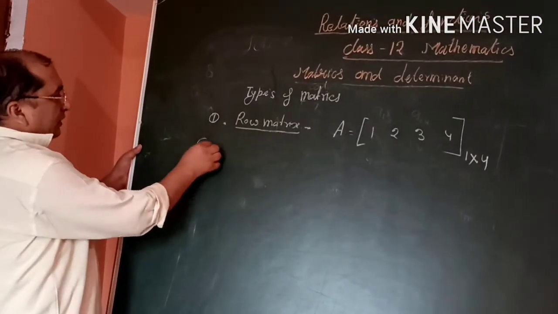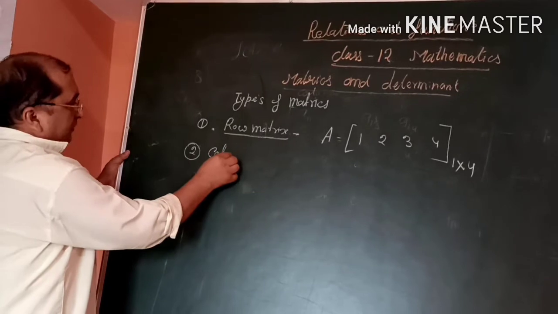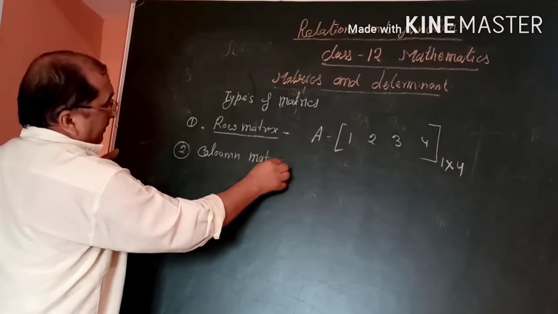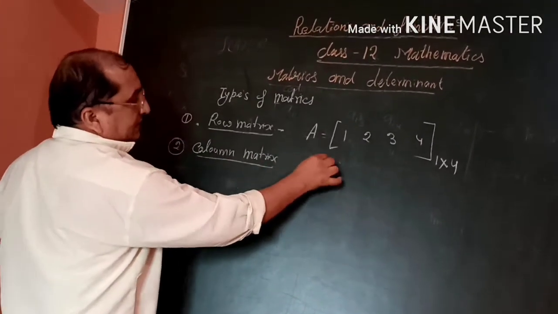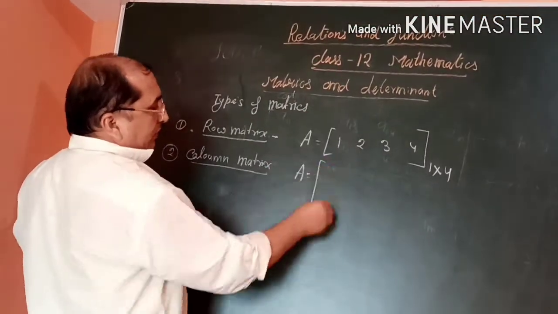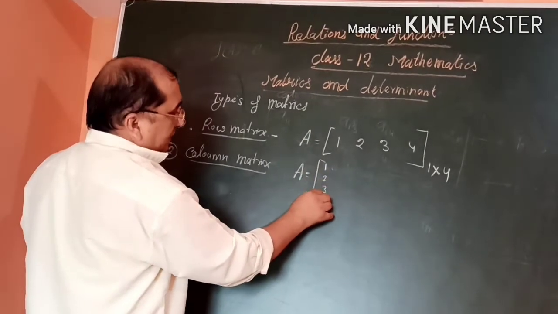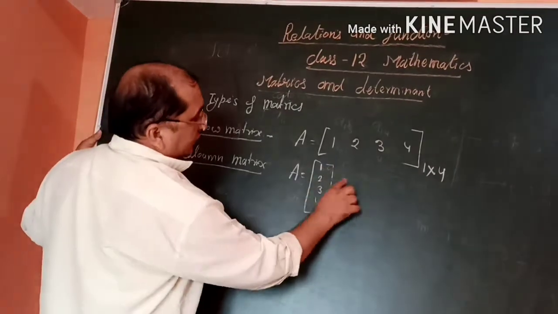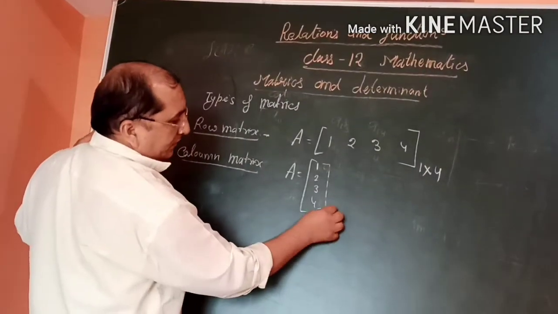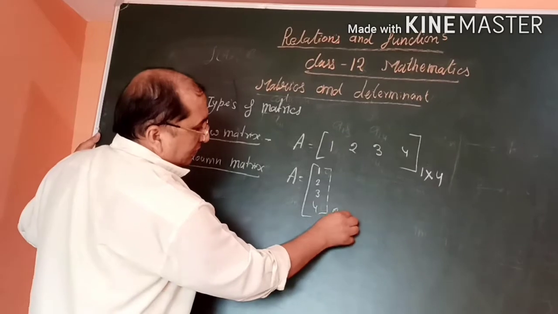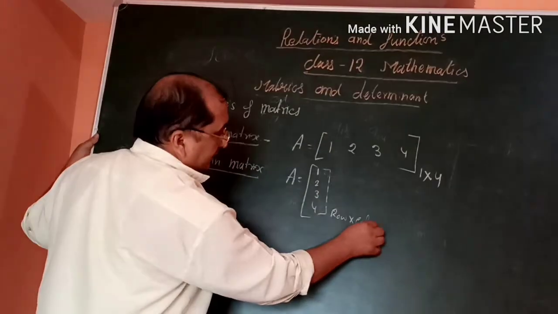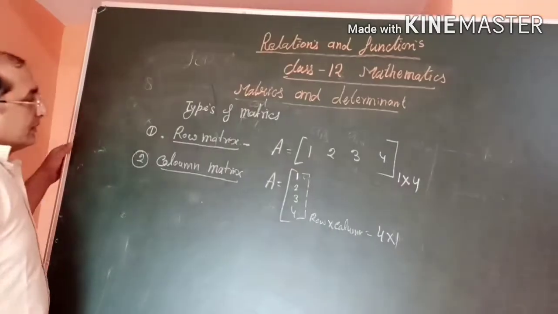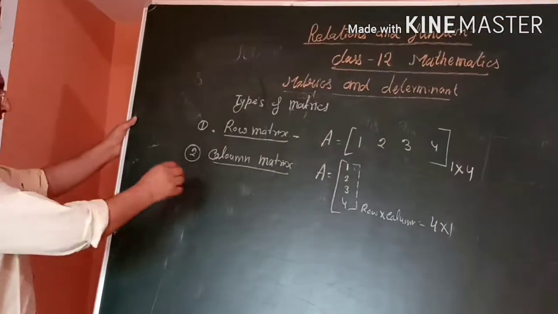Number 2, column matrix. A matrix having only one column, 1, 2, 3, 4, like this. The order is written as rows cross columns, so here it is 4 cross 1. Row matrix, column matrix.